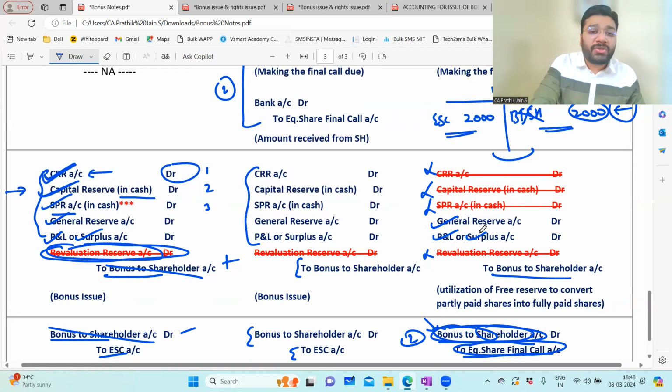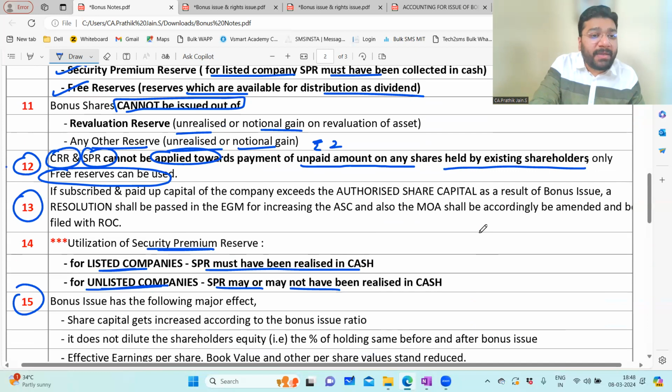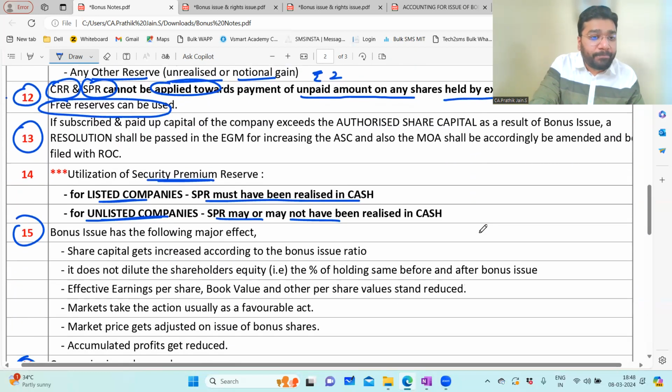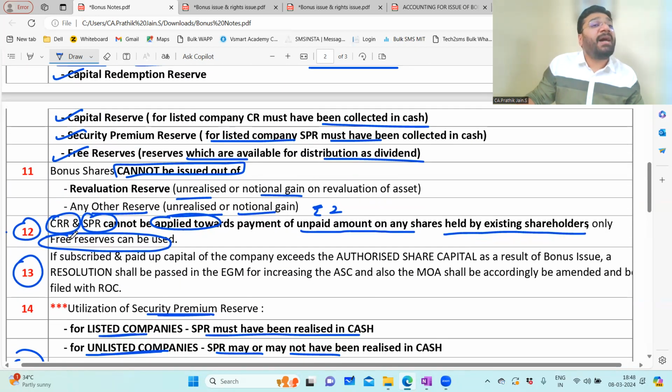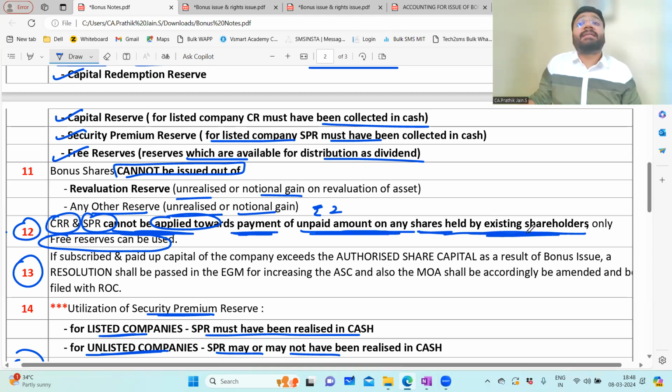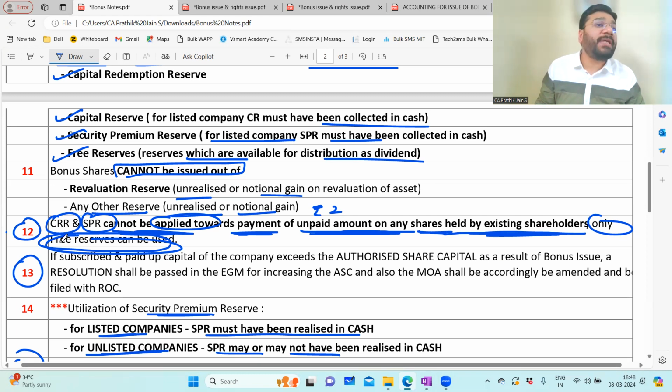Any problem? So that is why in point number 12, it is very clearly mentioned that CRR, CR and SPR cannot be utilized for the payment of the unpaid amount of 2 rupees on the share held by the existing shareholder. What can you use? Only free reserve, that is GR and P&L, can be used. You cannot use any other reserves.